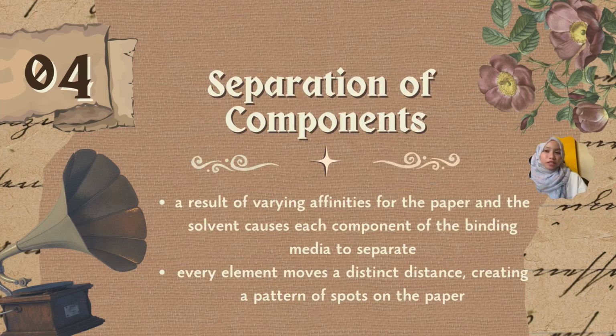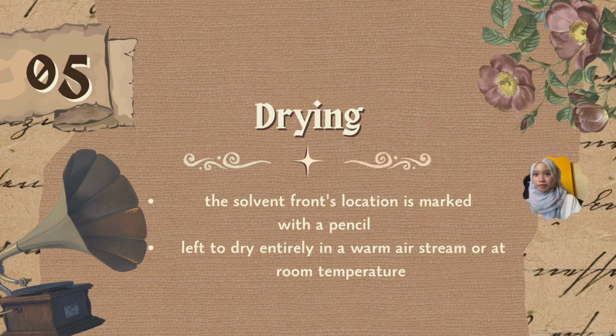Separation of components. As a result of their varying affinities for the paper and the solvent, each component of the binding media will separate. Every element moves a distinct distance, creating a pattern of spots on the paper. Drying. As soon as the paper is taken out of the chamber, the solvent front's location is marked with a pencil. After that, it is left to dry entirely in a warm air stream or at room temperature.